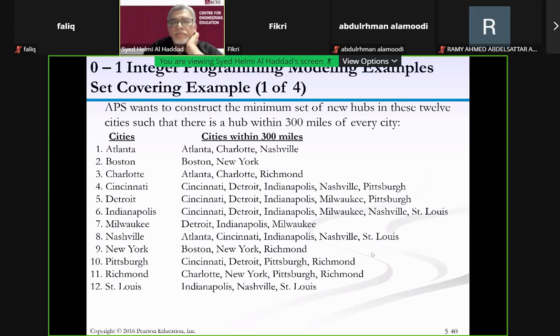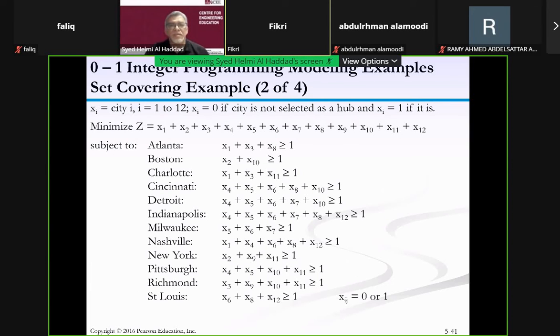Okay, doctor. Is that clear? Clear, doctor. So for this case, it should be equal. It depends on what the requirement is. But if you read that there is only one hub within 300 miles, then it should be equals to 1. Clear, doctor. Okay.